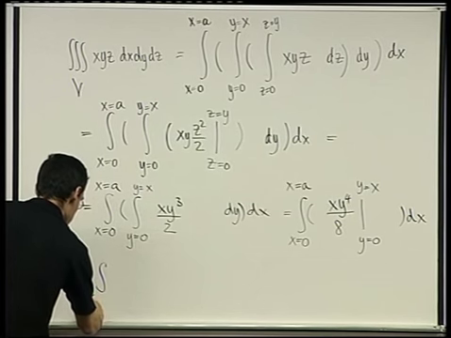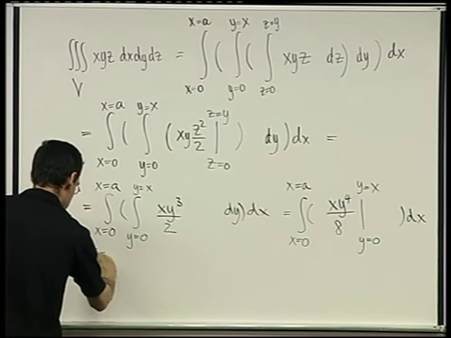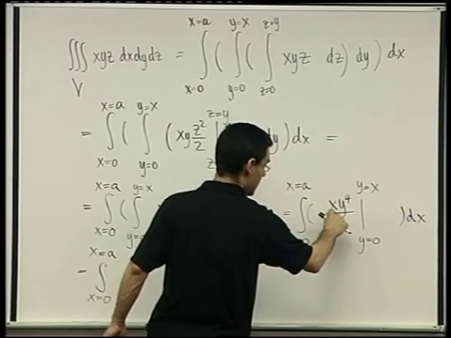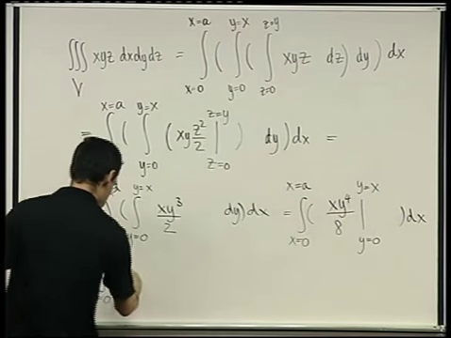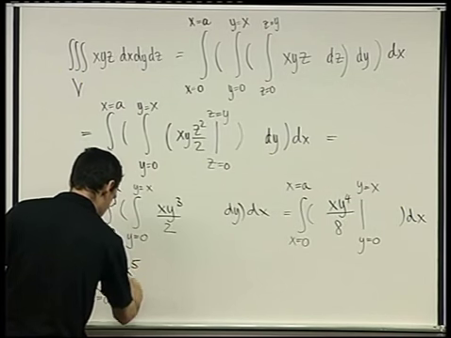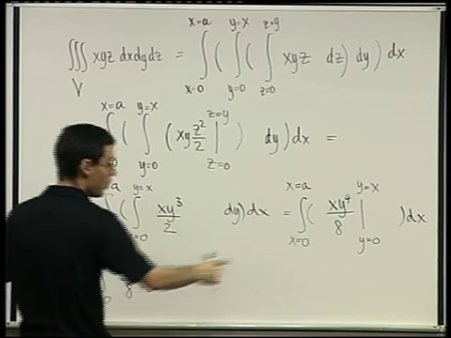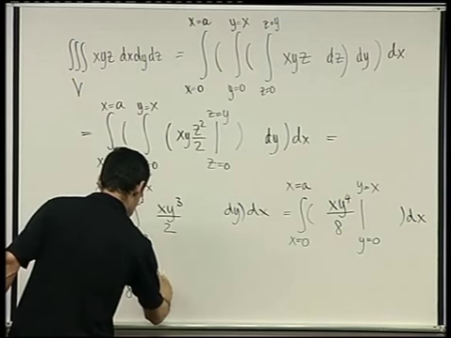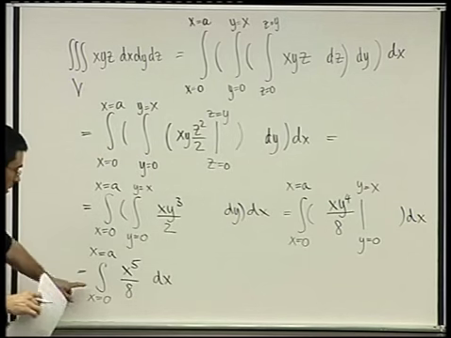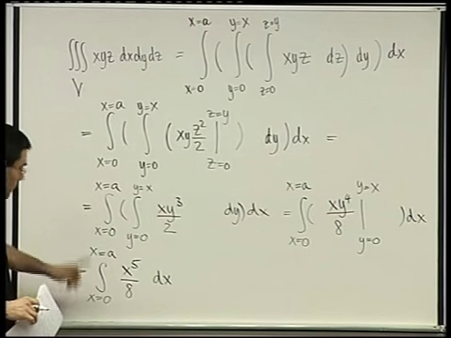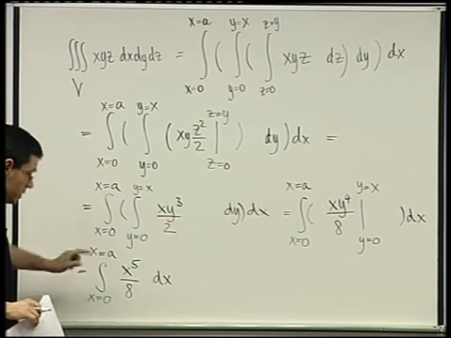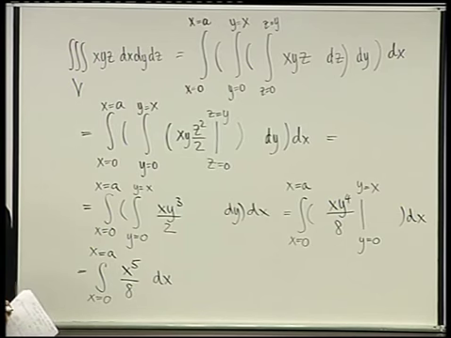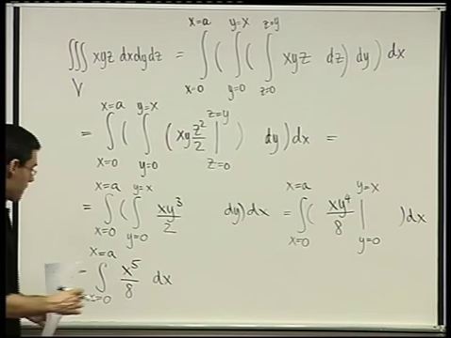So it's the integral from x equals 0 to x equals a. When I plug in x, I'm going to get x times x to the power 4, so I'm going to get x to the power 5 over 8. When I plug in 0, I get nothing, dx. Only one snake survives, only one variable should survive. You should see no more y's here. If there are still y's running around, something is wrong. Okay?